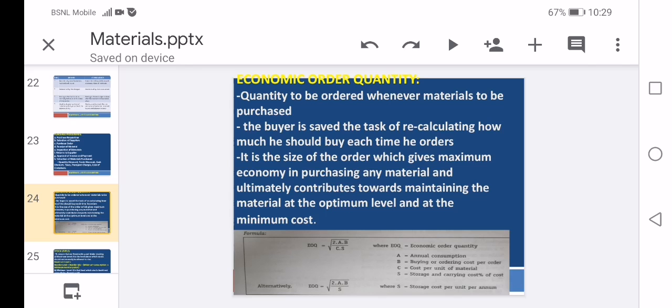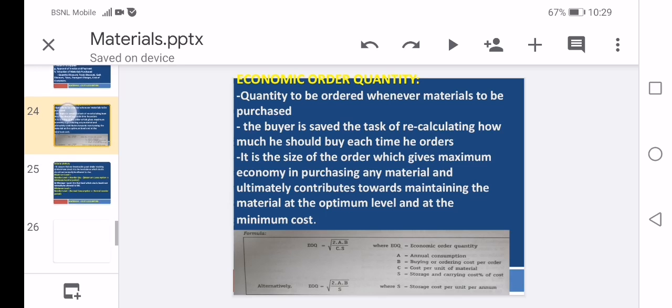So to overcome that question mark, EOQ is computed, and every time we require material, only that quantity is ordered. Why? Because of two reasons. To decrease the order cost and to control the holding cost, this economic order quantity is placed, so that economies in the buying will happen. In turn, the cost of the goods will come down.